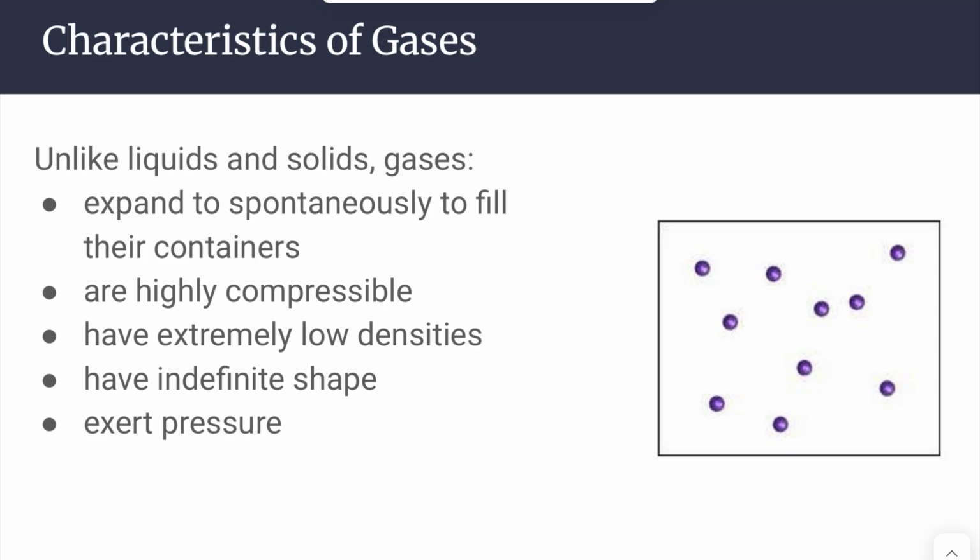All right, so characteristics of gases. Unlike liquids and solids, gases behave differently because of those really weak IMFs. So gases expand to spontaneously fill their containers. They are highly compressible, so we can compress all those particles into small volumes. They have extremely low densities, they have indefinite shape, and they exert pressure. And so pressure meaning that in this picture here, those molecules look stationary, but those particles are actually moving around, and that pressure comes from them bouncing off the side of whatever container that they are in.